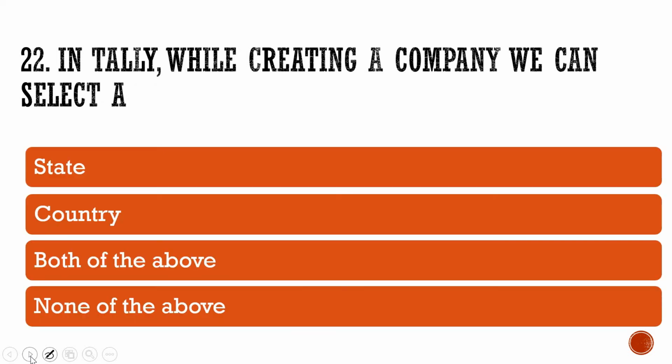Next question, in Tally, while creating a company, we can select a... Yeah, while creating a company, you can select state, country, both of the above, none of the above. So yes, I have the option to select my state. I also have the option to select my country. After country, I am able to select the state. So my correct answer will be both of the above.